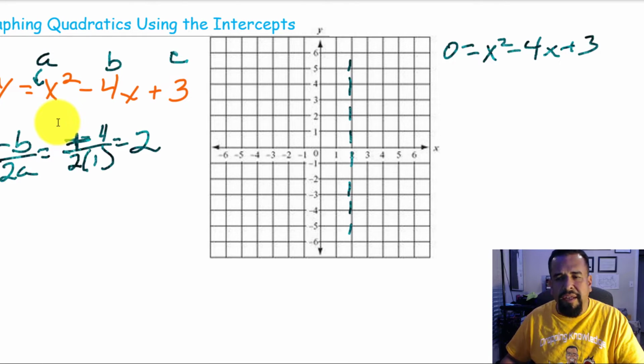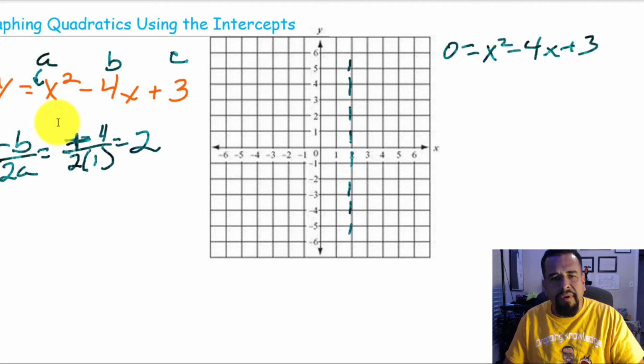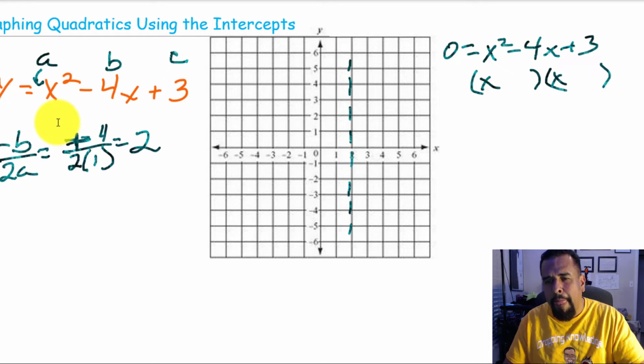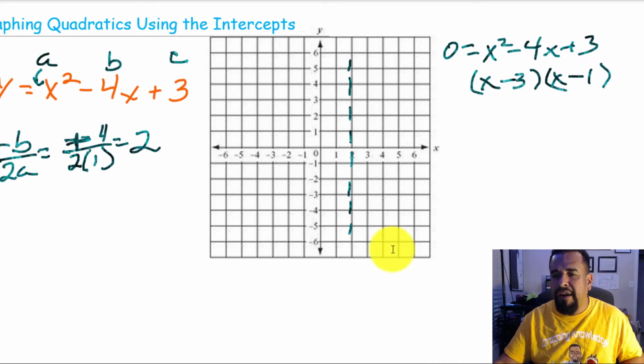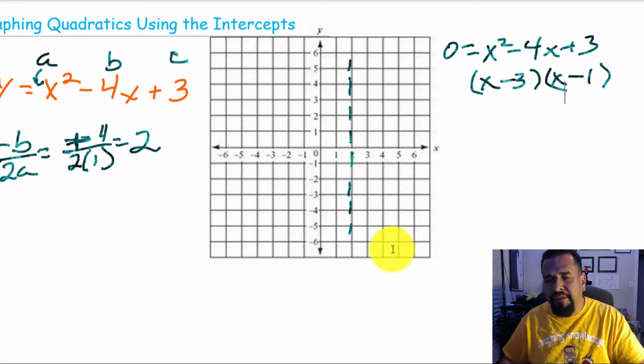So I'm going to plug in 0 here. What does this mean? Well, what two values can I multiply together to get x squared? That's x times x gives me x squared. And then I'm going to have, I believe, a 3 and a 1. I need to get a negative 4, so both of these will be negative. So x minus 3, x minus 1 would be the factorization. Now, I'm going to set it equal to 0.